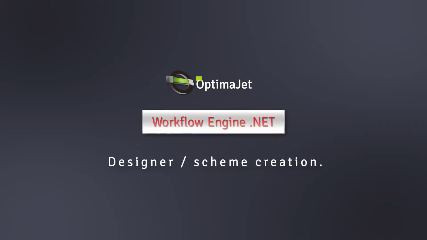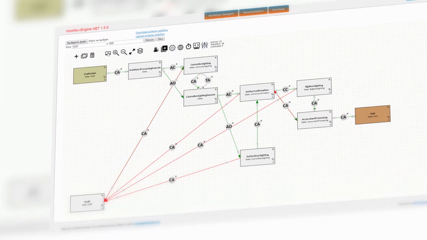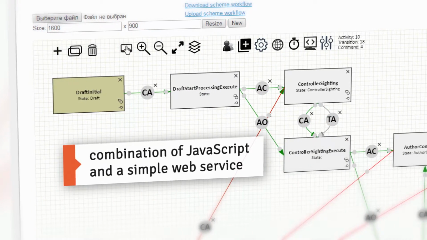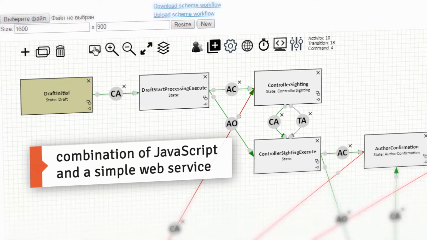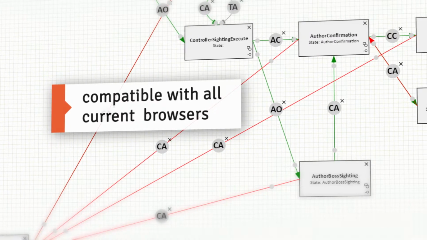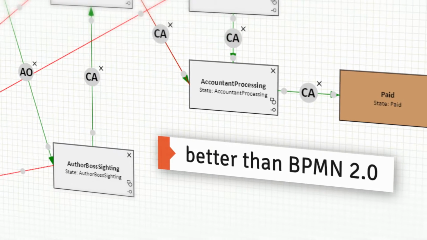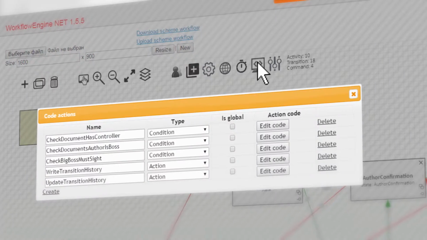Designer or scheme creation. In the designer, you can create a whole process scheme or modify one. Our designer is a combination of JavaScript and a simple web service, which is why you can integrate it into any web project. The designer is compatible with all current browsers. We use our own model for notation, which is more compact and better adapted to developers' needs than BPMN 2.0. You can edit simple code right in the designer.